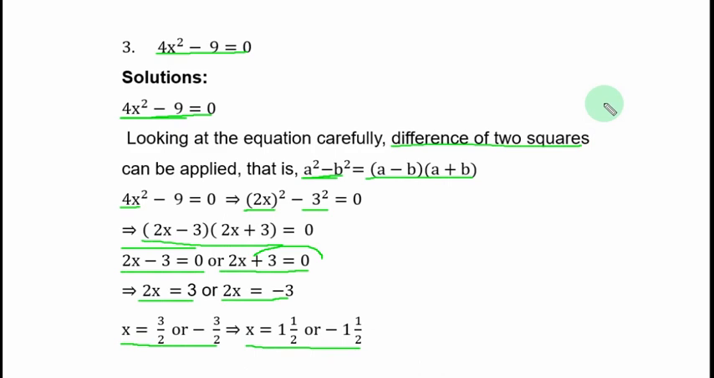As a matter of fact, I refer to such an expression as an incomplete quadratic expression. That is an expression such as 4x squared minus 9 when the terms are not three. I refer to them as incomplete quadratic expression or equation. So once you have them in this form, one thing you must think about is difference of two squares.